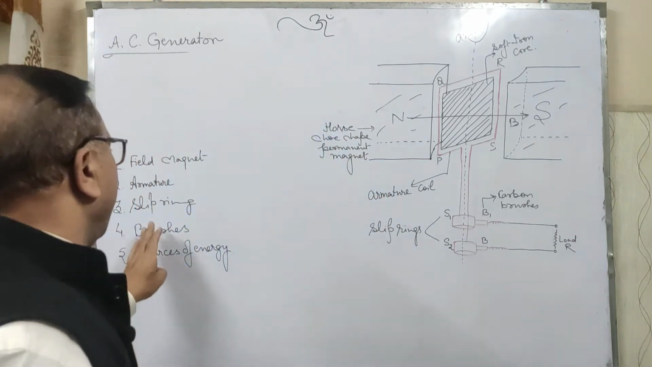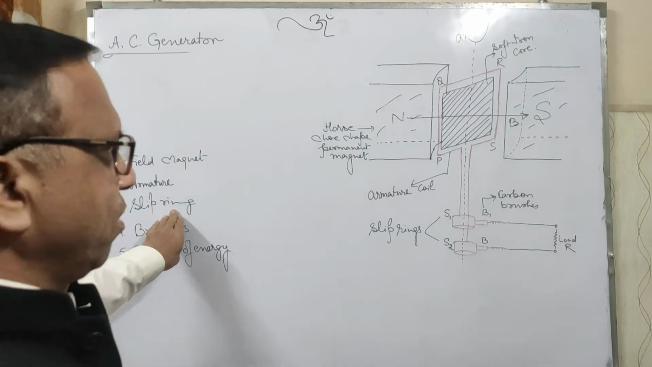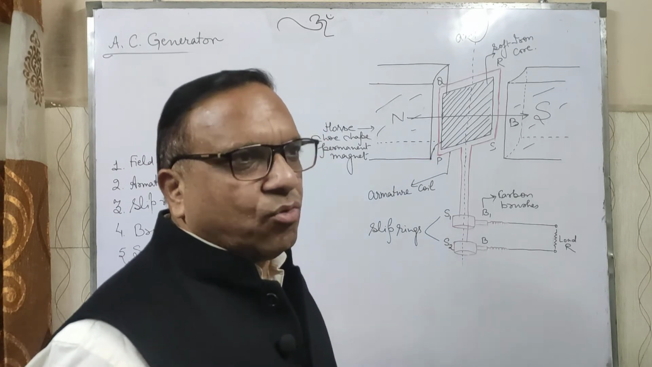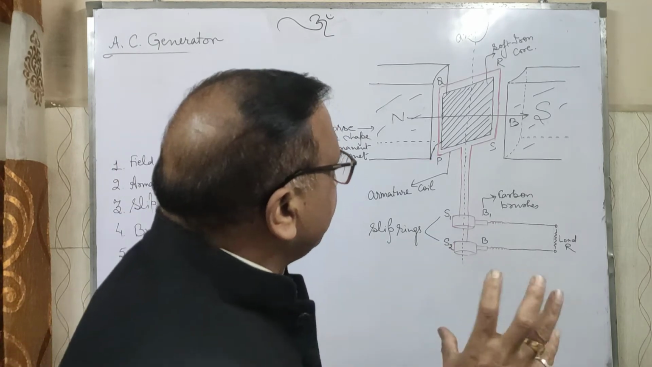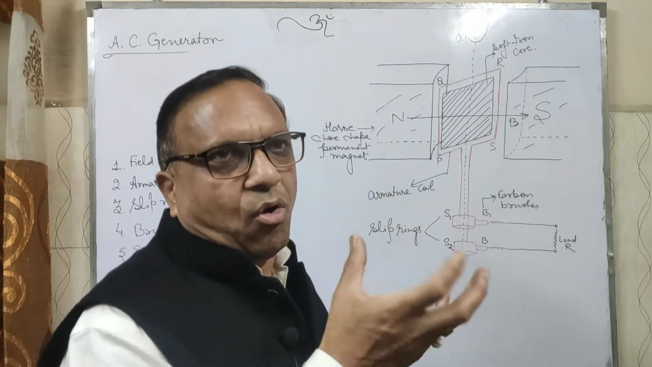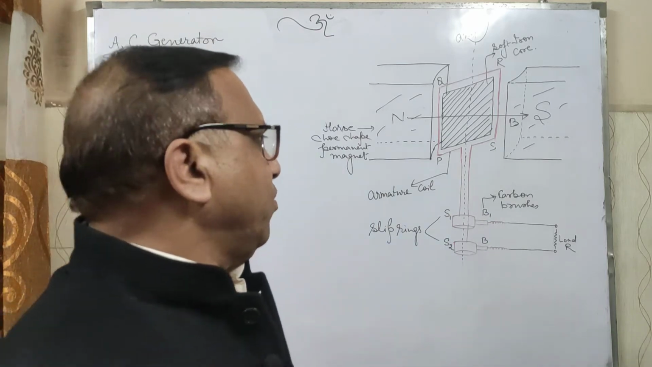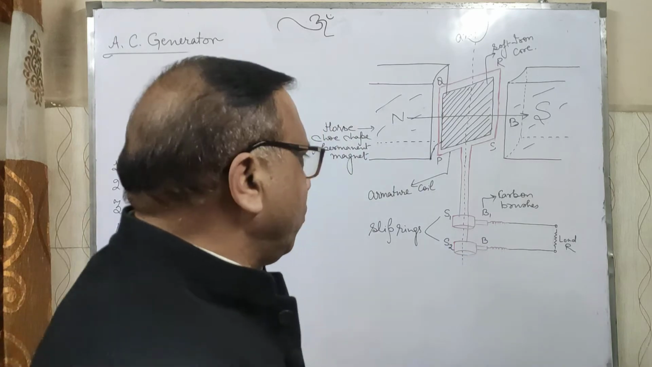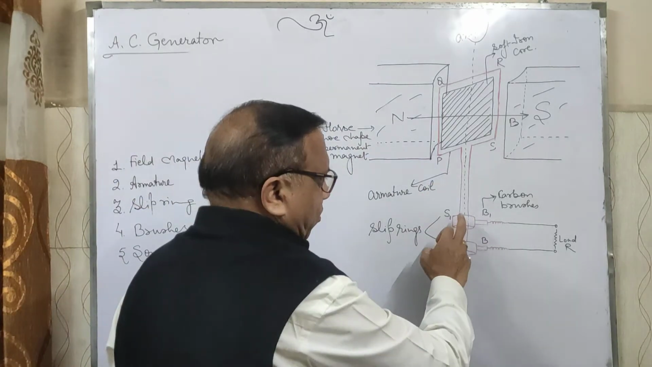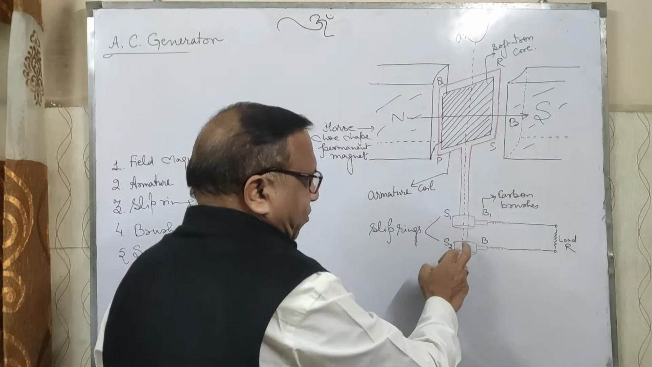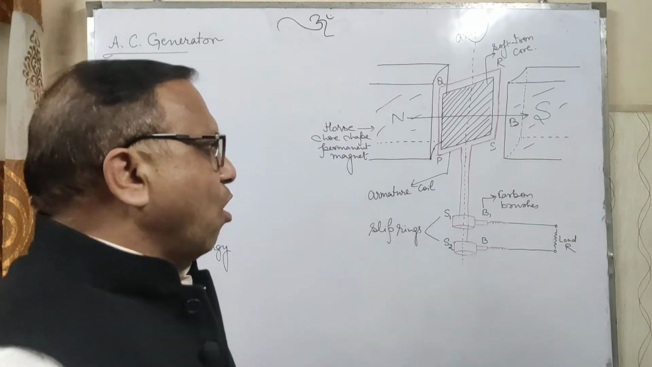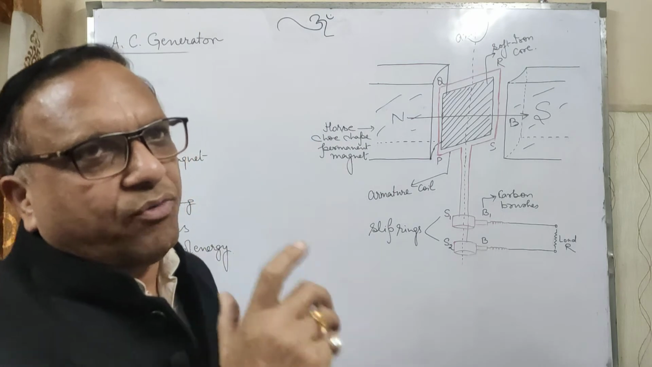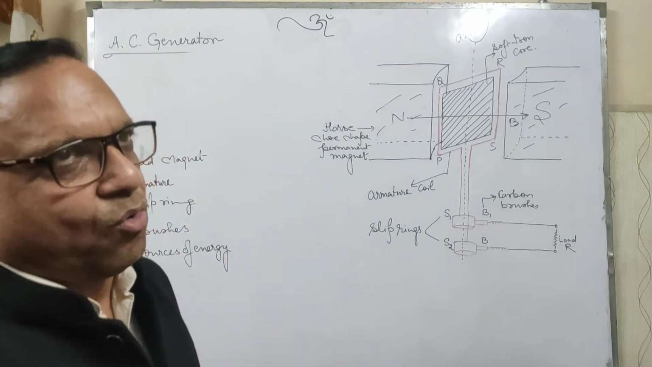Okay. Now third is slip rings. There are two brass rings which are free to rotate along with the armature coil, or in simple language, these are attached with the shaft of the armature coil. One end of the armature coil is attached with S1, the other end is attached with S2, and both rotate along with the armature coil.